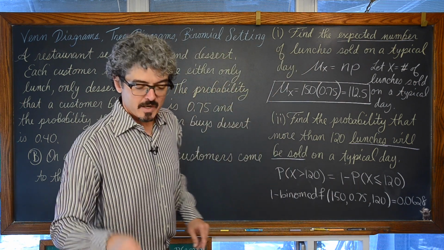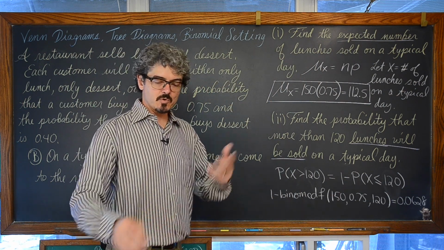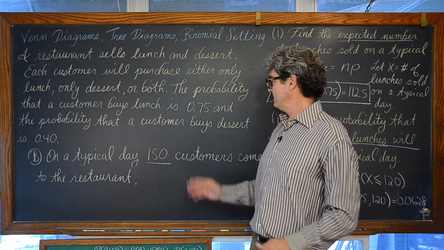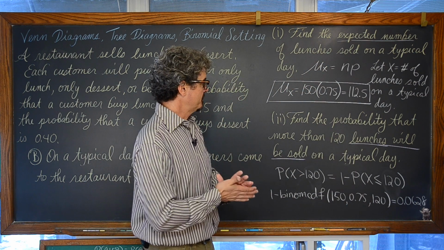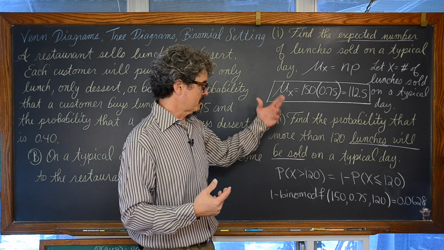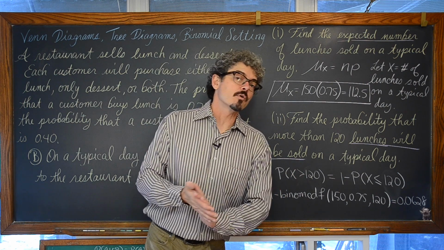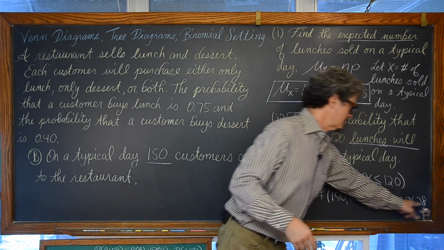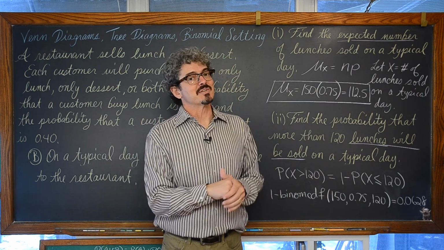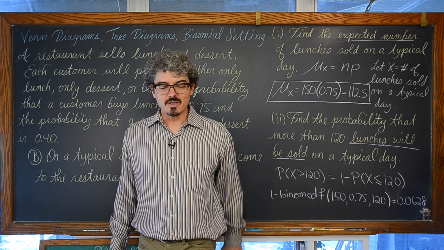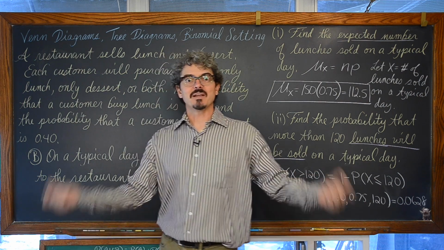And this notation here, that the probability that x is greater than 120 is equal to this number, might be enough, or you might need to say something like that on a typical day when we have 150 customers come in, the probability of selling over 120 lunches is 6.28%. Make sure you format your answer in the way that is going to get you the most number of points from your teacher. Part C coming up right now.